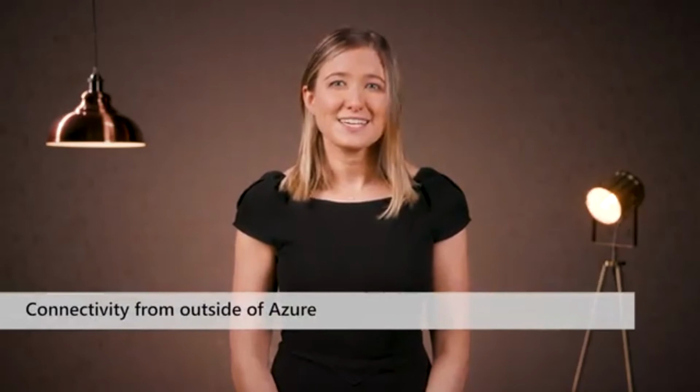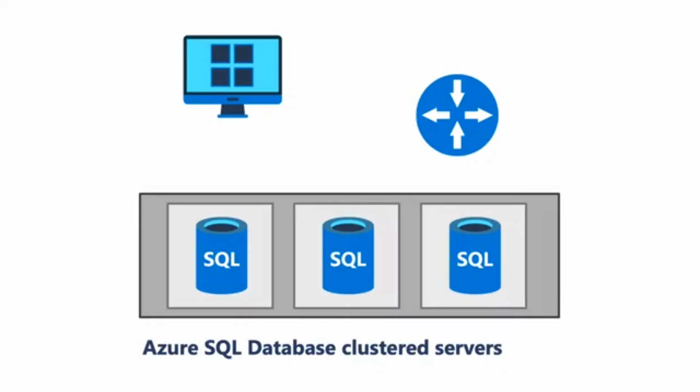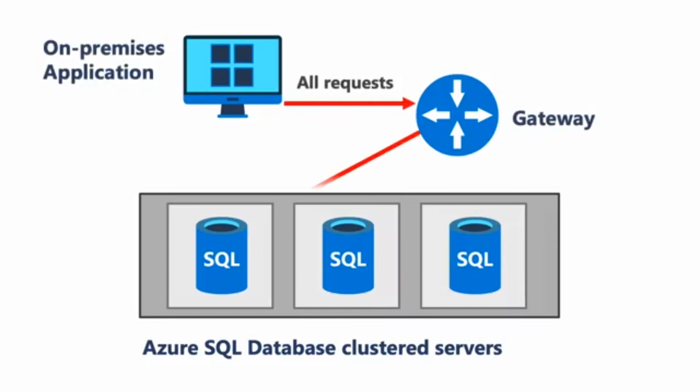Okay, let's take a look at the connectivity from outside of Azure now. If you're connecting from outside Azure, such as an on-premises application, your connections have a connection policy of proxy by default. A policy of proxy means the connection is established via the gateway, and all subsequent requests flow through the gateway. Each request could potentially be serviced by a different database in the cluster.